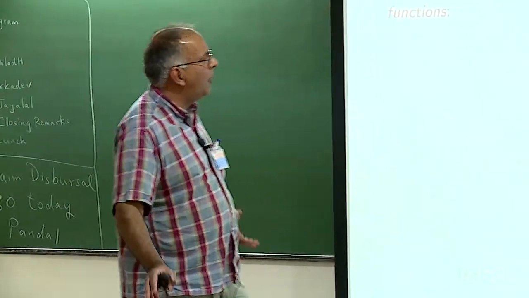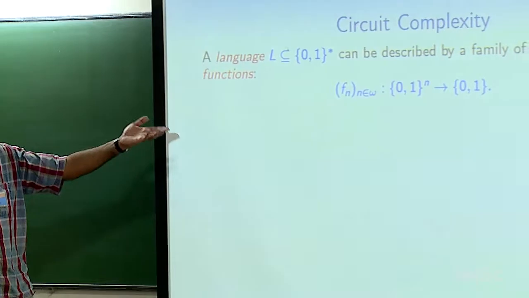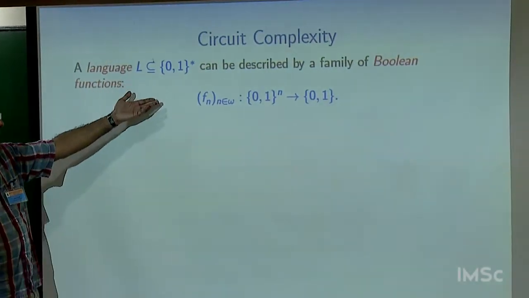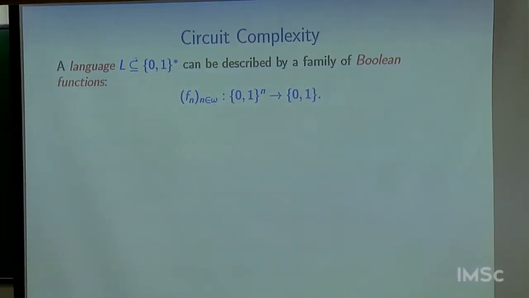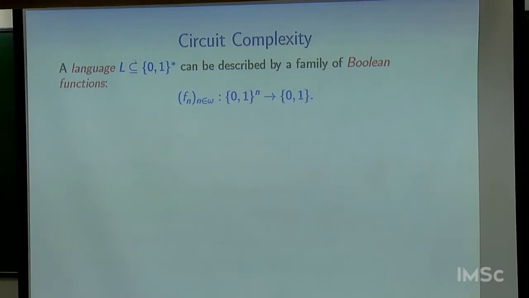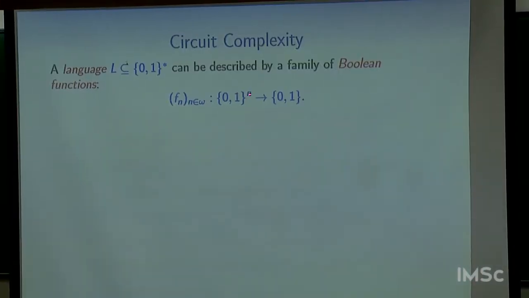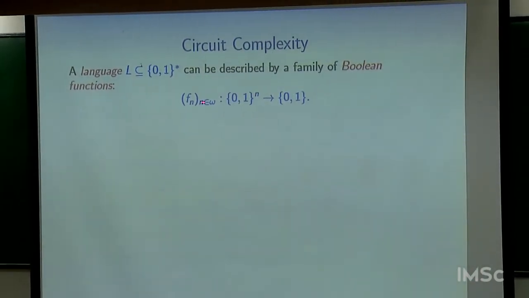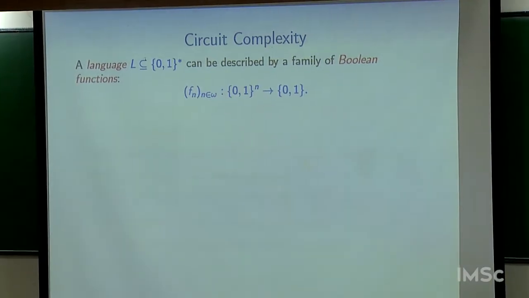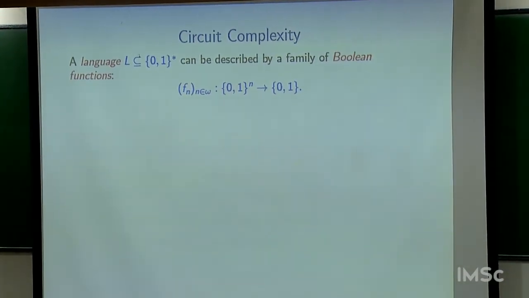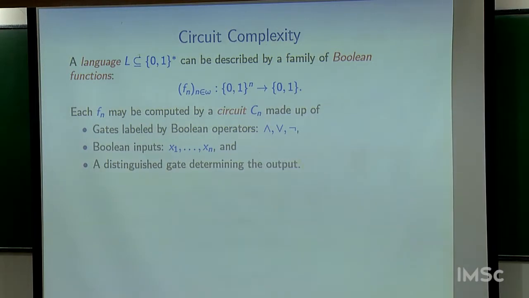basic definitions. So we have a language L in the alphabet {0, 1}. We think of this as a family of Boolean functions, one for each length n. Each function f_n takes strings of length n and gives us a 0 or 1 value, which corresponds to whether that particular string is in the language or not.